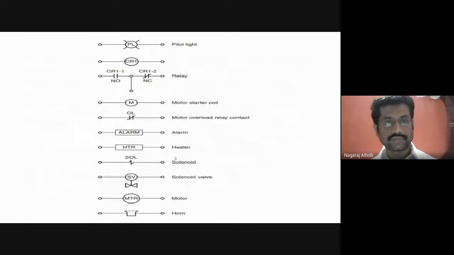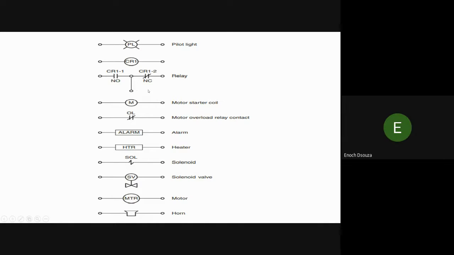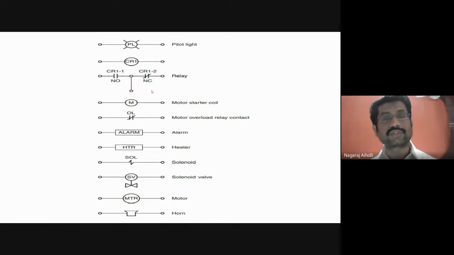Here it is. So this is NO, normally open. Okay, if there is a cross mark, it is normally closed. Yes, Sir, this is normally open means examine if closed, no? No. Don't try to mix up these with that.